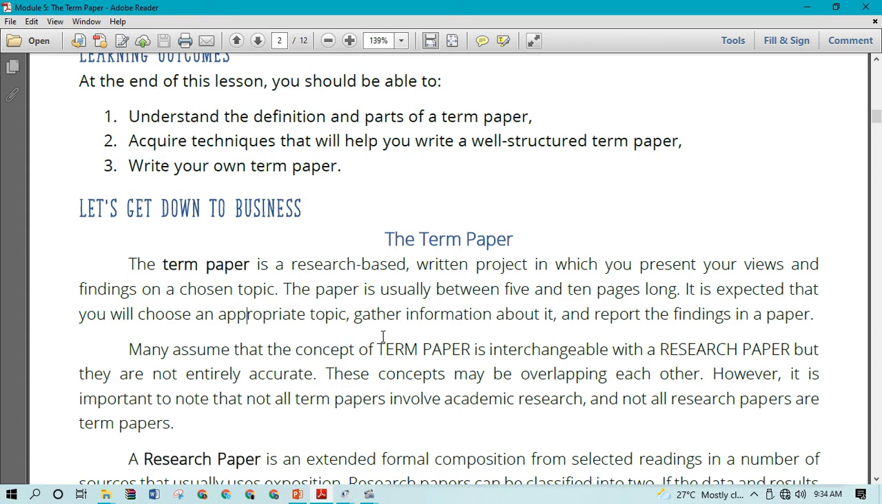a paper. Many assume that research paper and term paper are the same, but that is not entirely accurate actually. These concepts may be overlapping each other, however, it is important to note that not all term papers involve academic research and not all research papers are term papers.